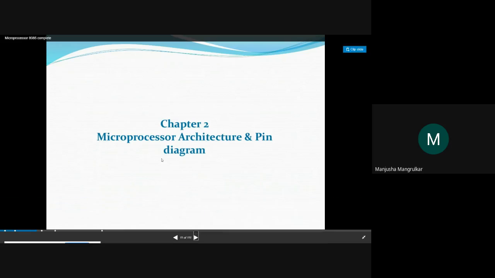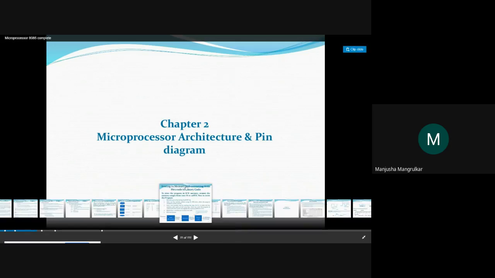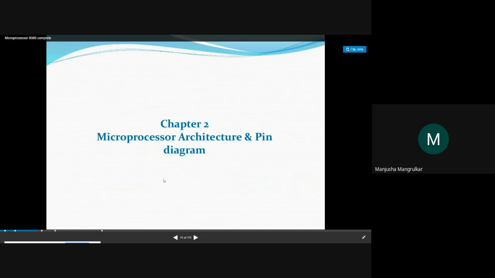Now the second chapter is the architecture and pin diagram of the microprocessor. We'll take a slight break of 2 minutes here, and we'll continue with the next chapter.